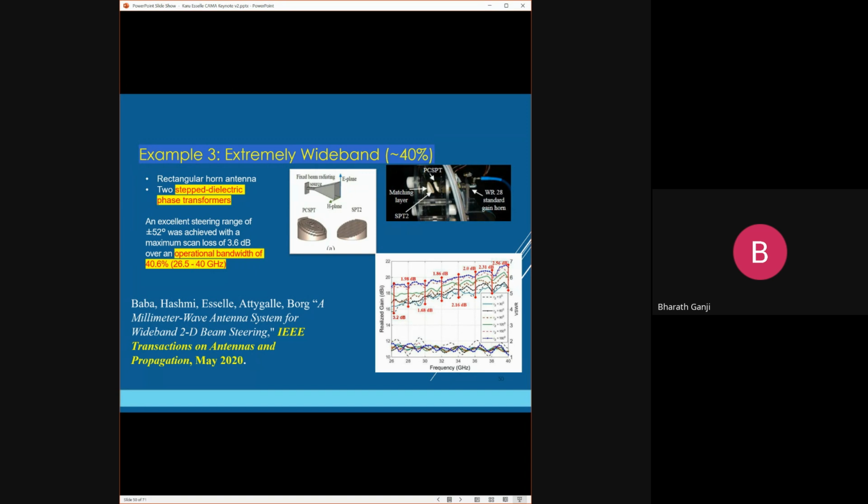Yes, sir. When you put a metasurface in the near field, will it affect the input impedance or will it change, and what will the impact of it, sir? If you design it properly, it should not, because they should not be reflecting.